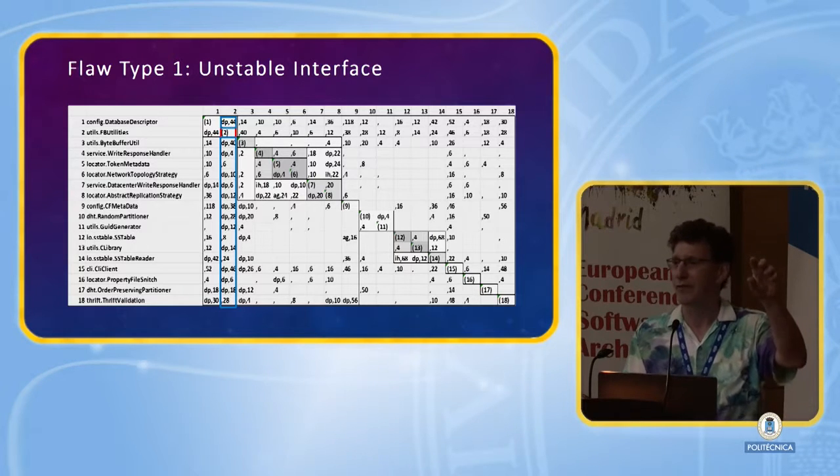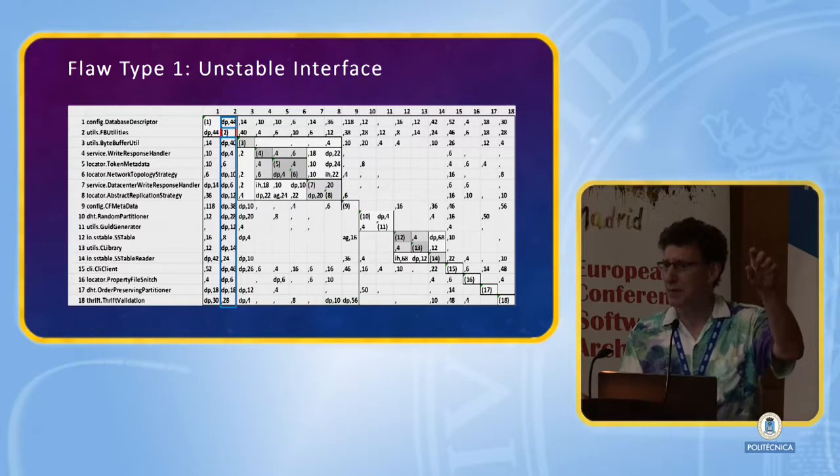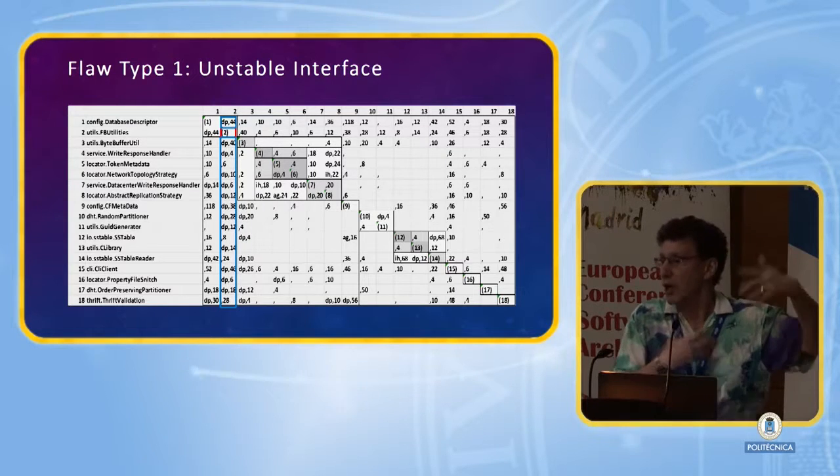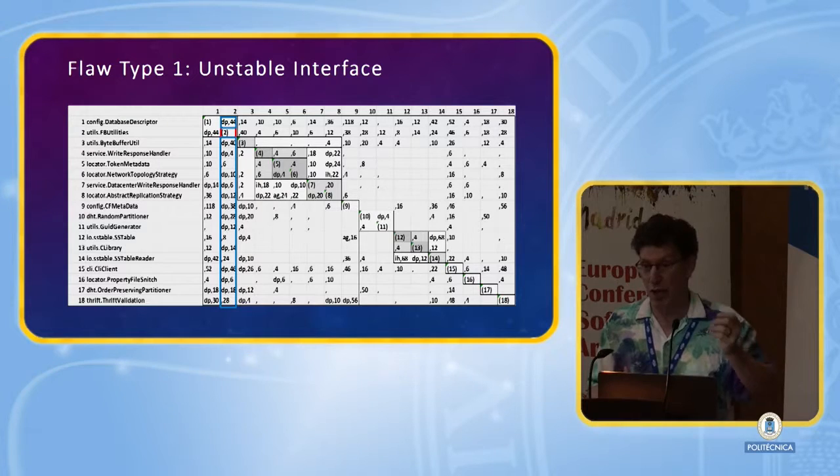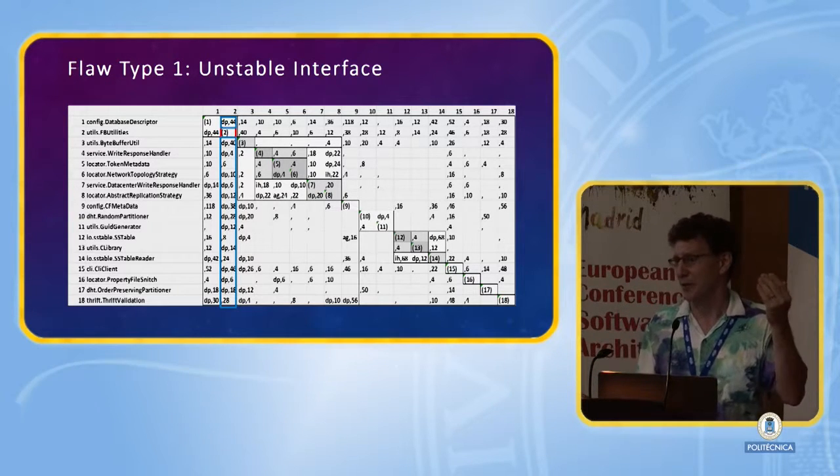So that's an unstable interface. You have this important file, lots of other files depend on it, and they're changing constantly. The interface is changing, and the files that depend on the interface are changing. Not what you want. You want interfaces to be stable.